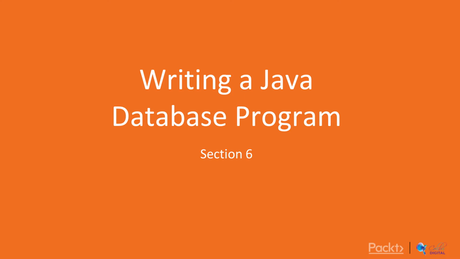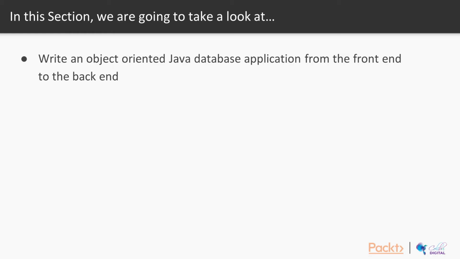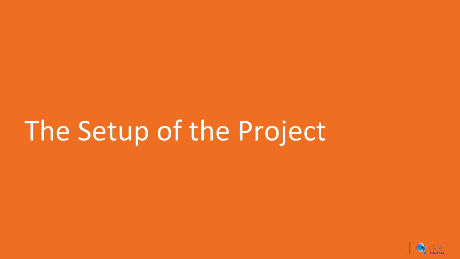Here we've gone into section 6, and this is going to be exciting because we're going to be writing a mini Java database application. The object of this exercise is to write an object-oriented database application right from the front end, where we write a little menu system, all the way to actually accessing the database and transporting information from the database at the back end to the front end and all the way back to the database as required. In this video we're going to look at the setup of the project.